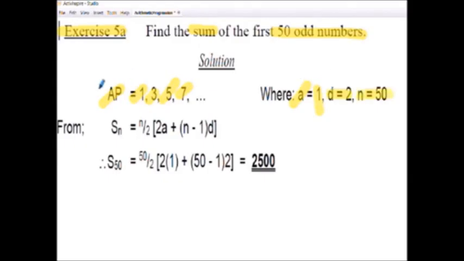So using the Sn equation, because we're summating the first 50 terms, I use the n upon 2 times by 2a plus n minus 1 times d in brackets, that equation. I'll let you put the numbers in. You should find that the summation of the first 50 odd terms is 2,500.